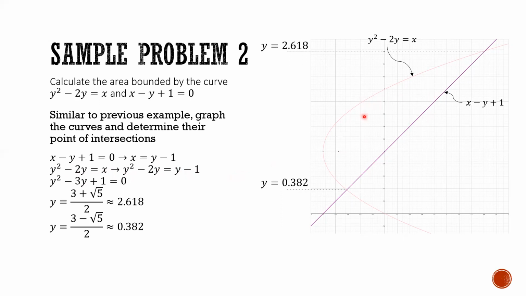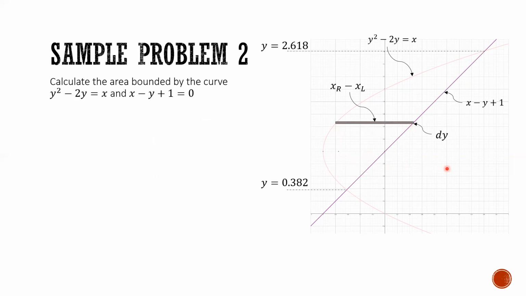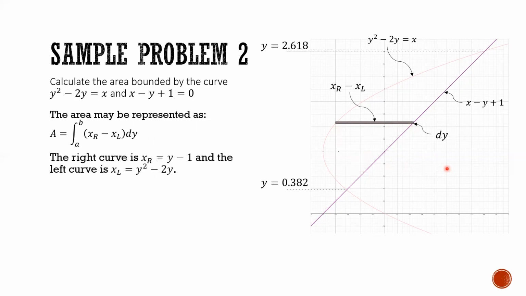As we can see, if we use a vertical element, it won't be consistent in this particular region, as the upper and lower boundaries are not consistent at the lower boundary for this position and this position. Thus, we use a horizontal rectangular element with dimension x right minus x left for the width, and the height is dy. So the area may be represented as the integral from a to b of x right minus x left times dy. The right curve is represented by the line, while the left curve is represented by the parabola. So we just substitute them.